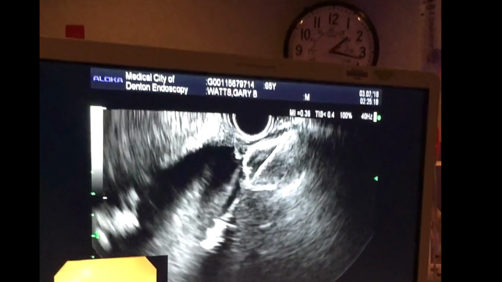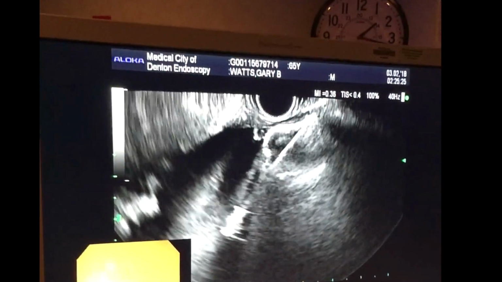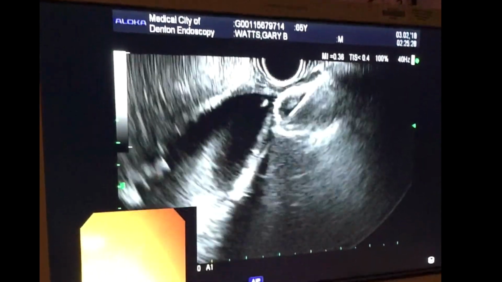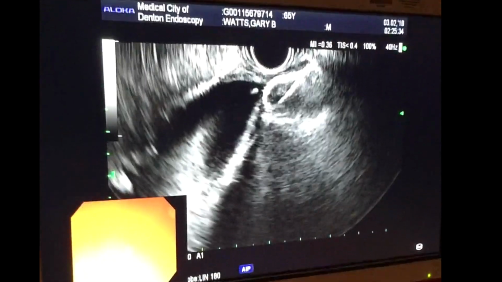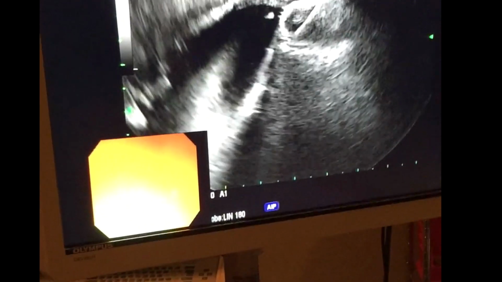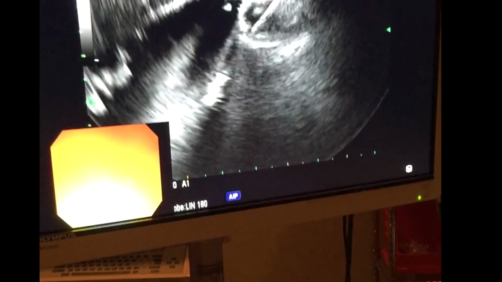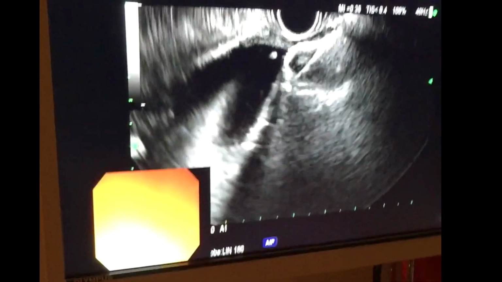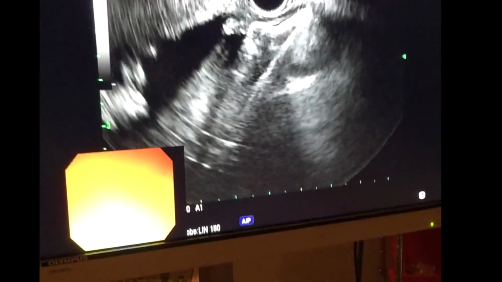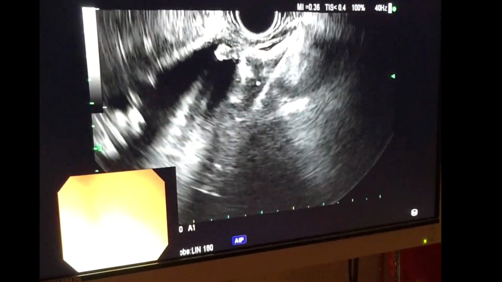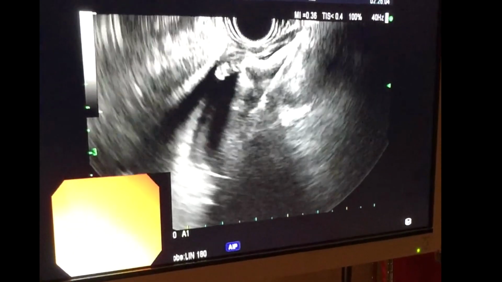The next step will be to deploy the second half of the Axios stent, which is in progress at this point. And as you can see, I'm maneuvering the Axios catheter to position the open portion of the stent closer to the gastric wall.